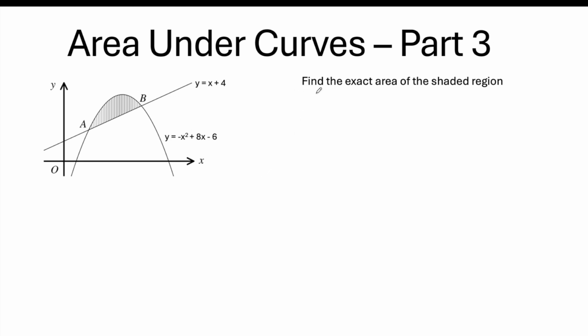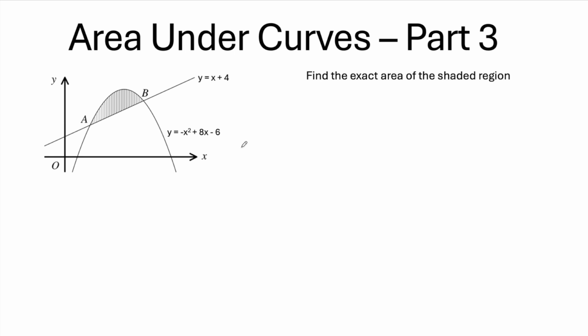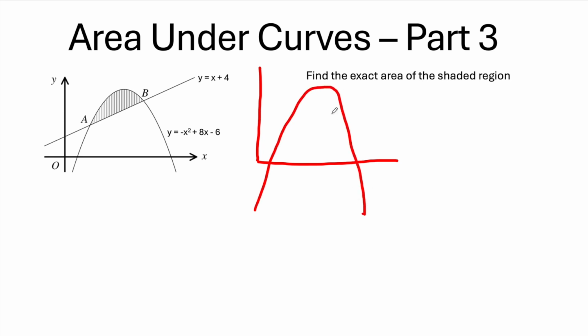And the question is asking us to find the exact area of the shaded region bound by the quadratic and the straight line. Okay, and similar to part 2, this question isn't going to be solved by simply performing a single integral. We're going to have to carry out multiple steps. So the first thing that I'm going to do is sketch out the graph, similar to one of the questions in part 2, but I'm only going to include the quadratic.